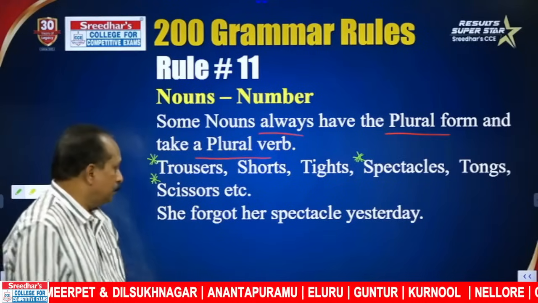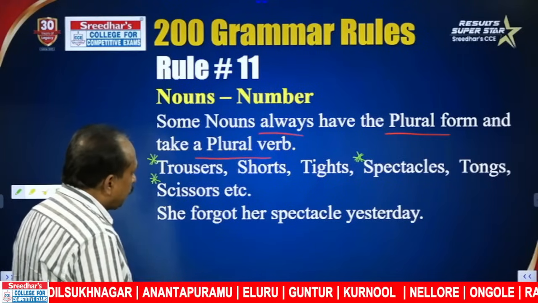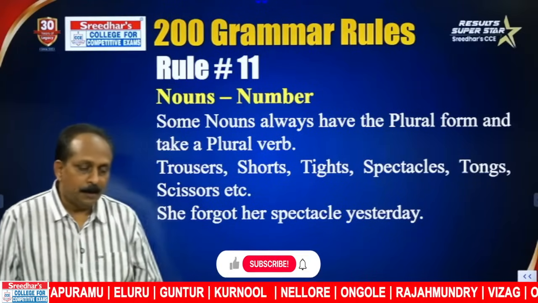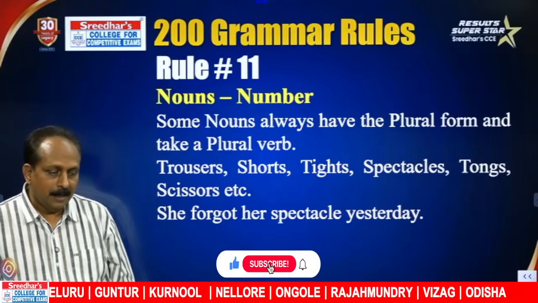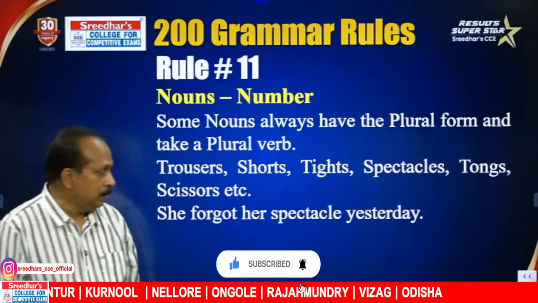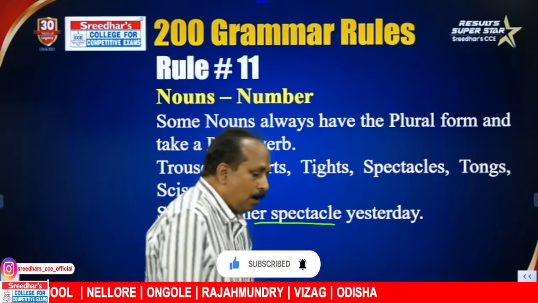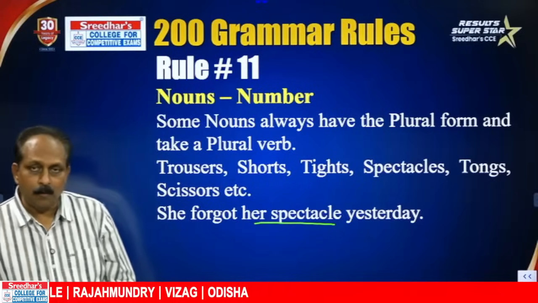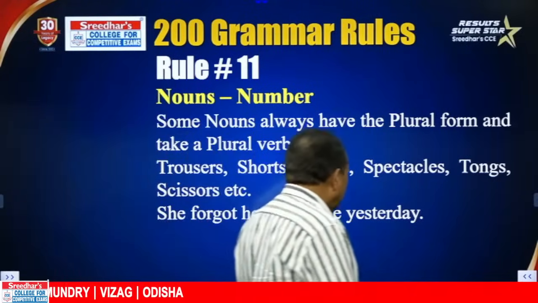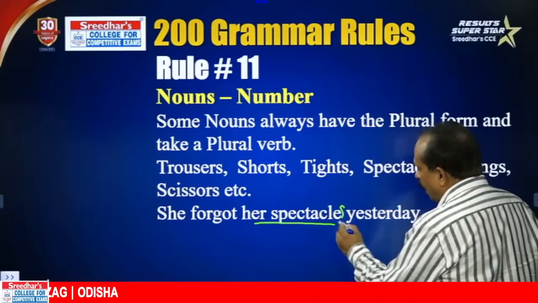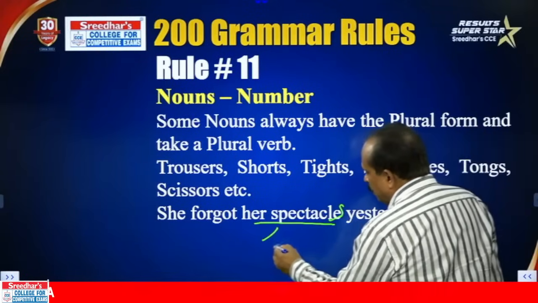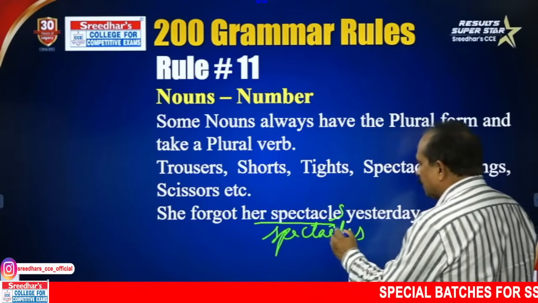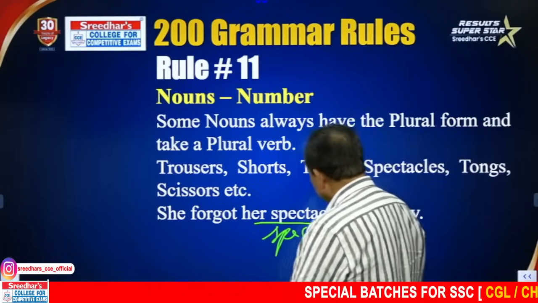Look at the example. She forgot her spectacle yesterday. Answer my question, is this right or wrong? She forgot her spectacle yesterday. It is not correct. Why is it wrong? Here we have a noun always in the plural form, and it takes a plural verb. You cannot say spectacle. You have to use the plural form. Based on that, we should always say spectacles, not spectacle. Have you got it?